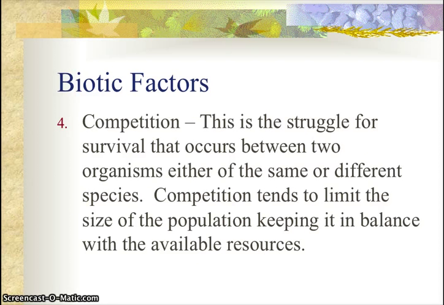The fourth biotic factor is competition. This is the struggle for survival that occurs between two organisms, either of the same or different species. Competition tends to limit the size of the population, keeping it in balance with the available resources. There are two types of competition. The first one is interspecific competition, which is competition among organisms of different species, whereas intraspecific competition is competition within the same species.